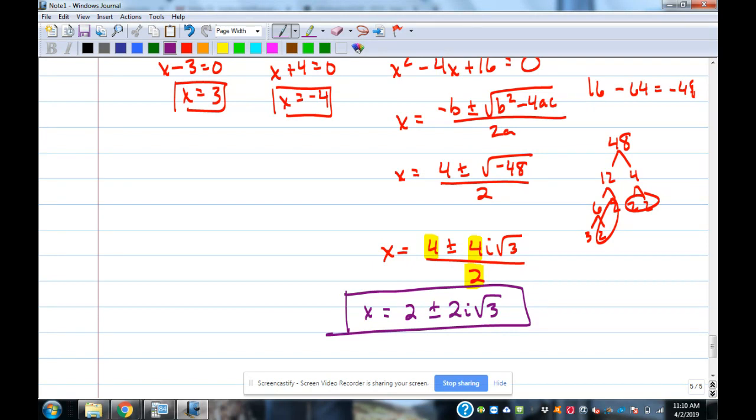Now, if you were to graph this one, it would only cross the x-axis in 2 places, not 4, because these are complex solutions. The complex solutions don't cross the x-axis. That's why they kind of have that name, because they don't show up when you graph the thing. Okay? The imaginary part messes that up.